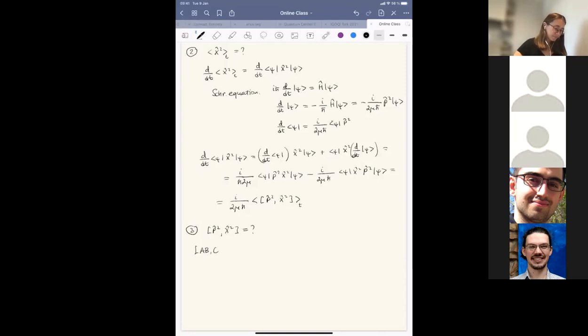So here we'll derive an important expression for the commutators. If we take the commutator of the operator AB and the operator C, then I would claim that this is equal to A commutator BC plus AC commutator B. So why is this correct? Let us just consider the right hand side of this equation.